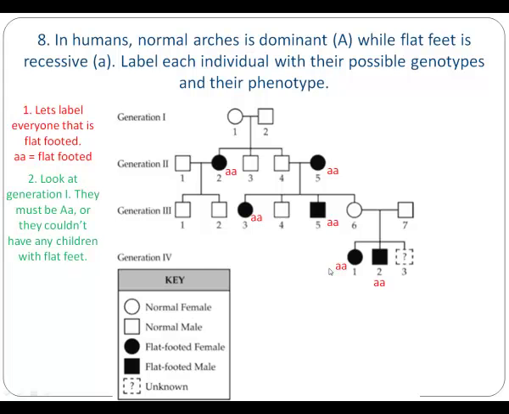Now let's look at generation 1. They must be big A, little a. Otherwise, they couldn't have any children with flat feet. If they were big A, all of their children would have normal feet. And I see that they have one child with flat feet. I know they're not little a because they're not shaded in. And I've got 2 children with regular feet.